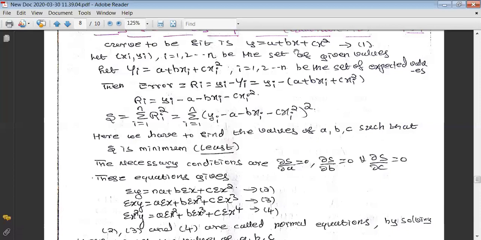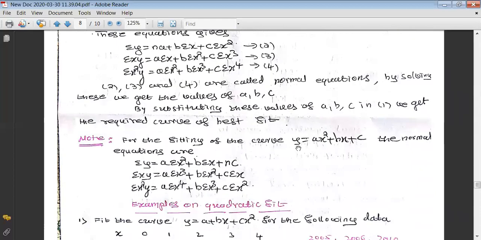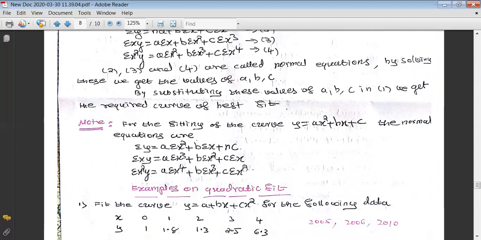Either the equation of the curve to be fit is like this, or it may be like this. Here also we can observe the same thing. Once you take the direct summation, you get the first equation. Multiplying both sides by x, if you take the summation, you get the second equation like this. Multiply both sides by x square, and if you take the summation, it will be like this. We are going to get the third normal equation.